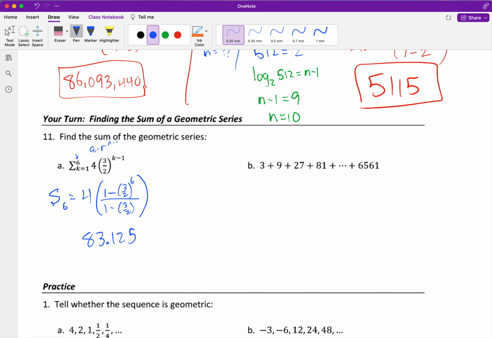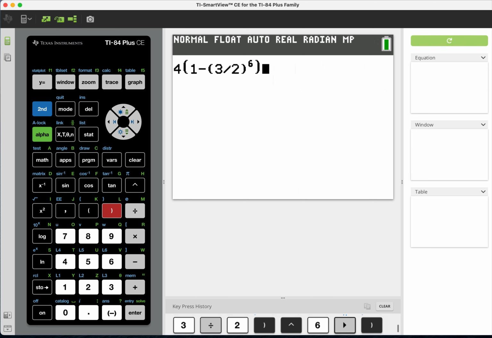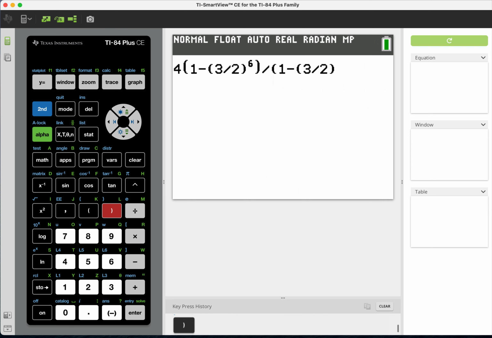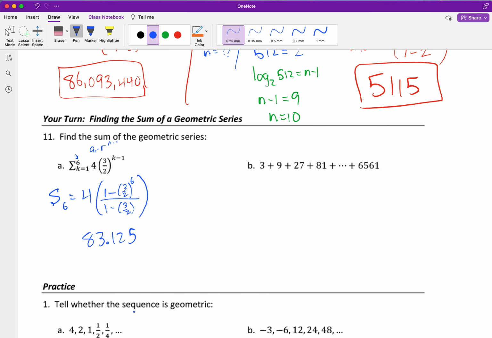So I will show you this one in the calculator just because it is easy to mess it up. So I'm going to do 4 times 1 minus, and then you need parentheses around your 3/2 to the 6th. Close the parentheses for the top, divided by 1 minus, open parentheses, 3 divided by 2, and hopefully that gives me the number that I said it was. Now, if you want to be easier about this, 3 divided by 2 is 1.5. You could have just typed 1.5. You don't need all the extra parentheses. But you go from there.